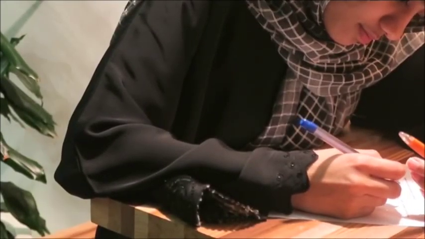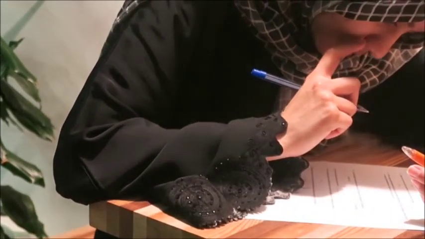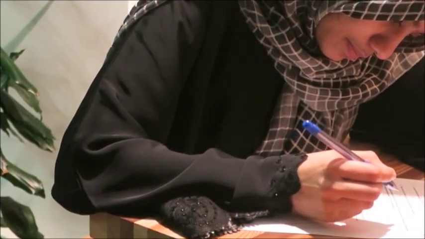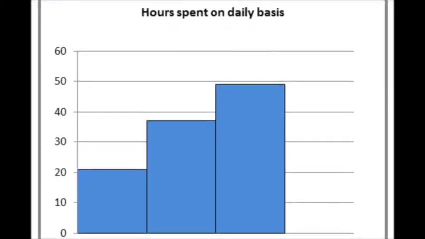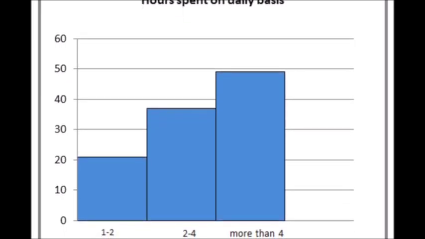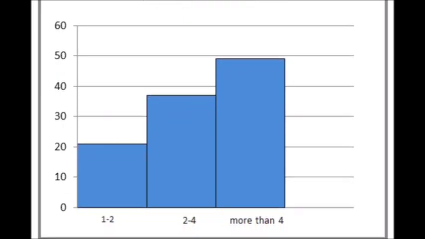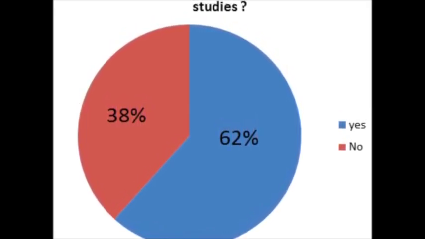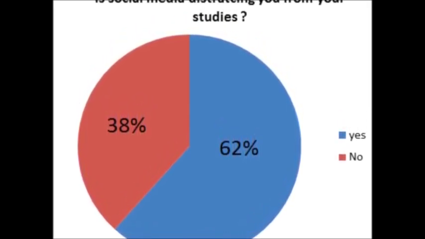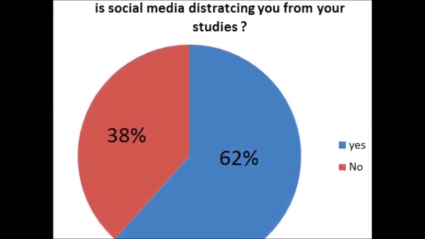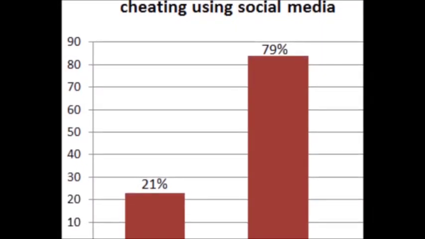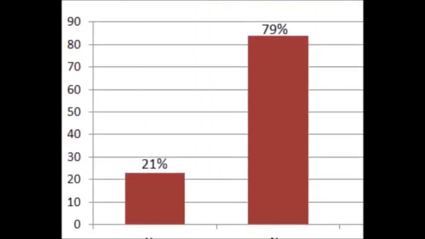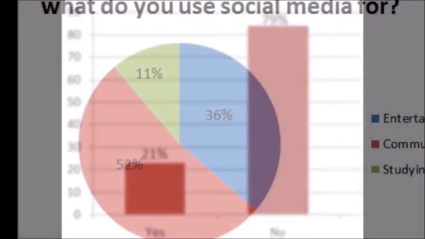For that purpose, we've conducted a short survey to find out how and why students in AUS use social media. Results from our sample of 107 students show that most students spend more than 4 hours a day on social media, and the majority find social media distracting and affecting their studies negatively. 21% admitted that they have used social media for cheating before, but the majority questioned how it is even possible.